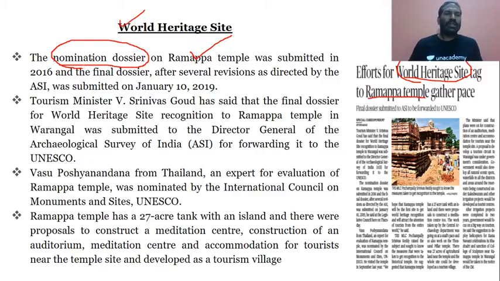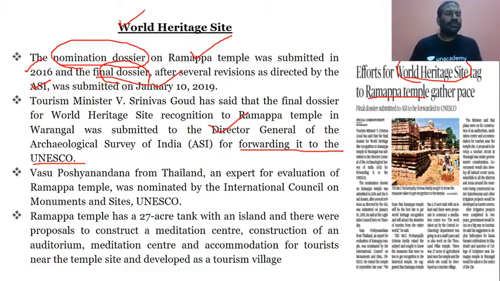The dossier was submitted to the Archaeological Survey of India, and later on they say that because it has history and all that, it has to be considered as a World Heritage Site. And then the tourism minister has also said that they submitted on Jan 10, 2019 to the Director General, and later on it was forwarded to the UNESCO. So this dossier, which was initially in the year 2016, and then again when they came up with a new, final dossier on January 10, 2019, was submitted to the Director General of Archaeological Survey of India, and then forwarded to UNESCO, wherein they wanted this Ramappa temple to be recognized as a World Heritage Site.